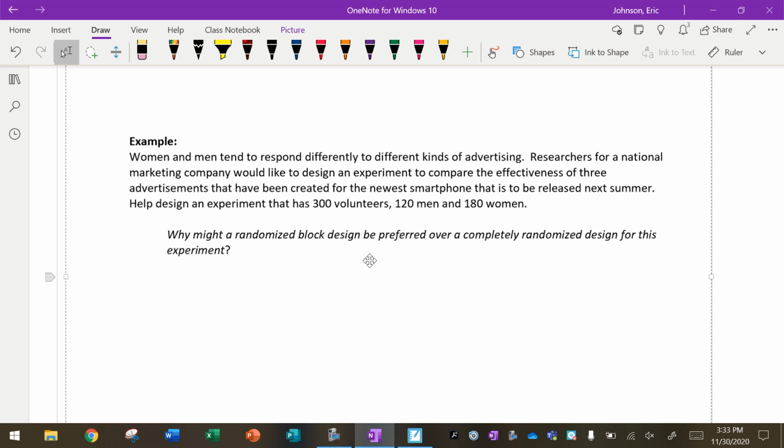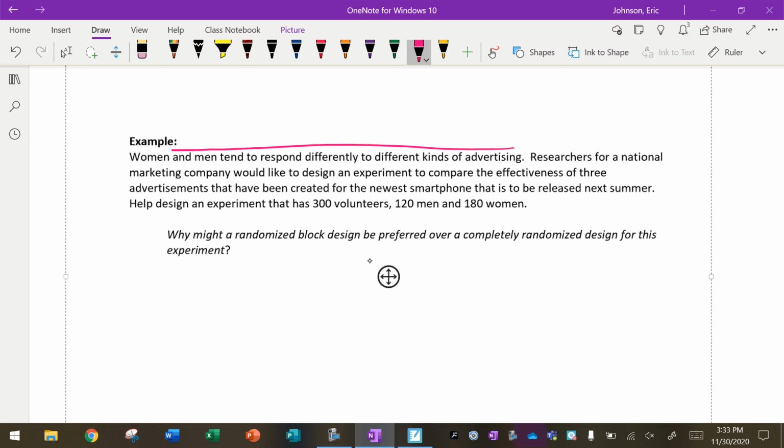Researchers for a national marketing company would like to design an experiment to compare the effectiveness of 3 advertisements that have been created for the newest smartphone that's released next summer. Help design an experiment that has 300 volunteers, 120 men, 180 women. Why might a randomized block design be preferred over a completely randomized design?